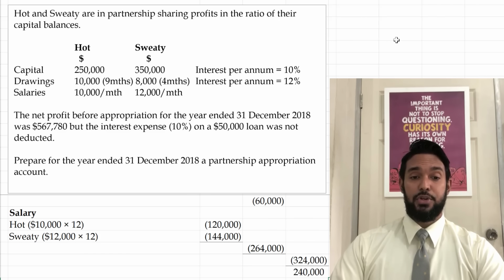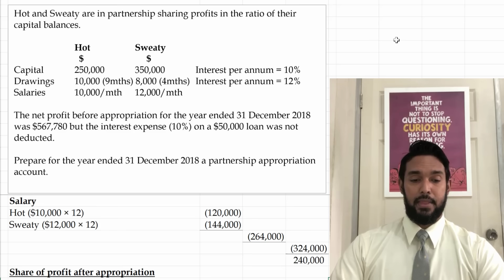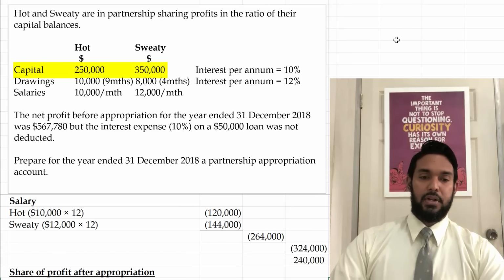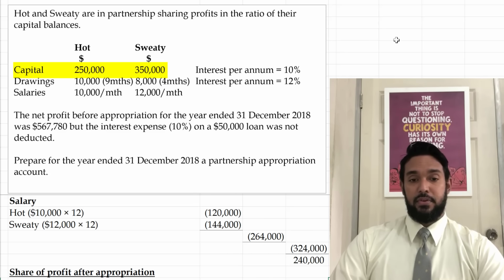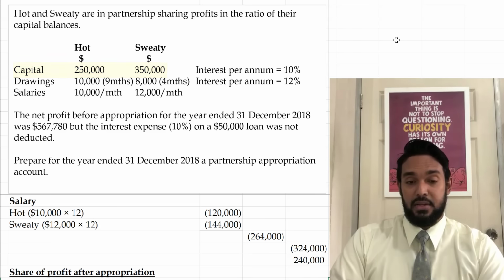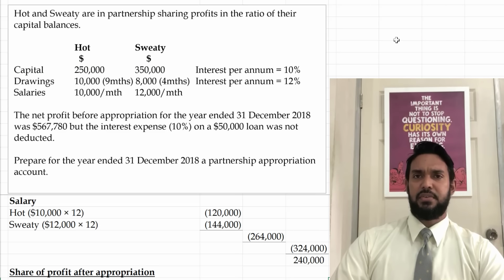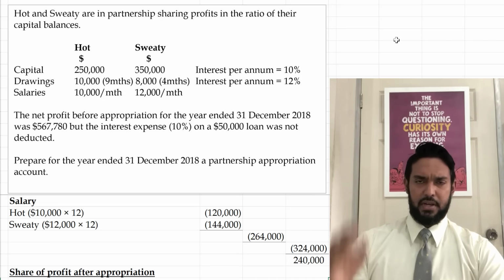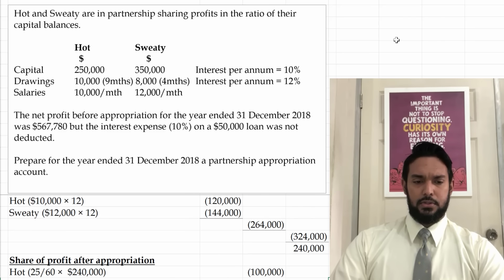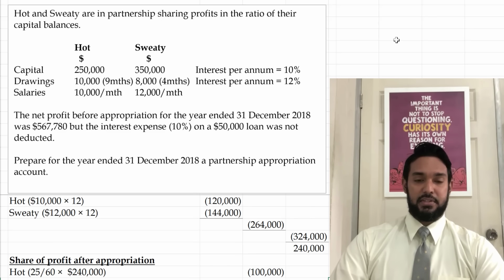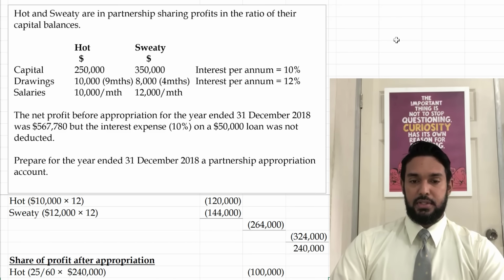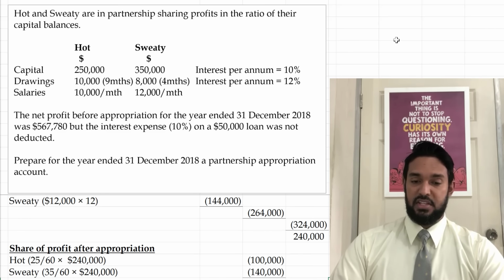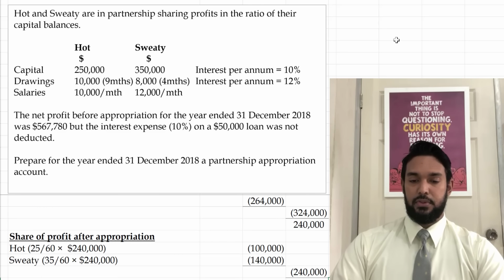And we have to share that in the ratio of their capital balances. So once again, we're going to add the capitals, 250 and 350, we're going to get 600. So that's 250 over 600, 350 over 600. Or if you want to cancel it down, I think that's going to give us 5 twelfths and 7 twelfths if we divide by 5. So Hot gets, well, I left it as 250 over 600, but that's a 5 twelfths split, and he or she gets 100, and Sweaty gets the 350 over 600 or 7 twelfths split, giving us 240,000.